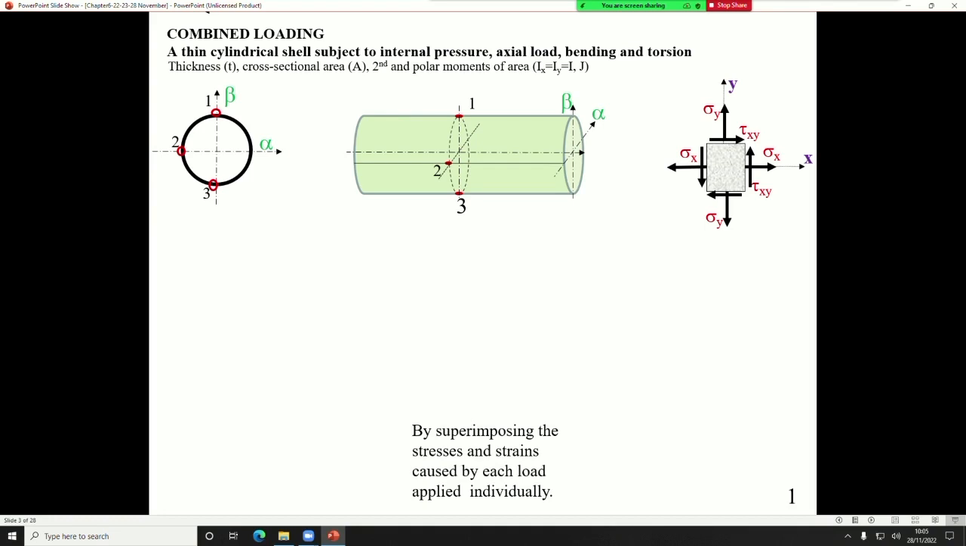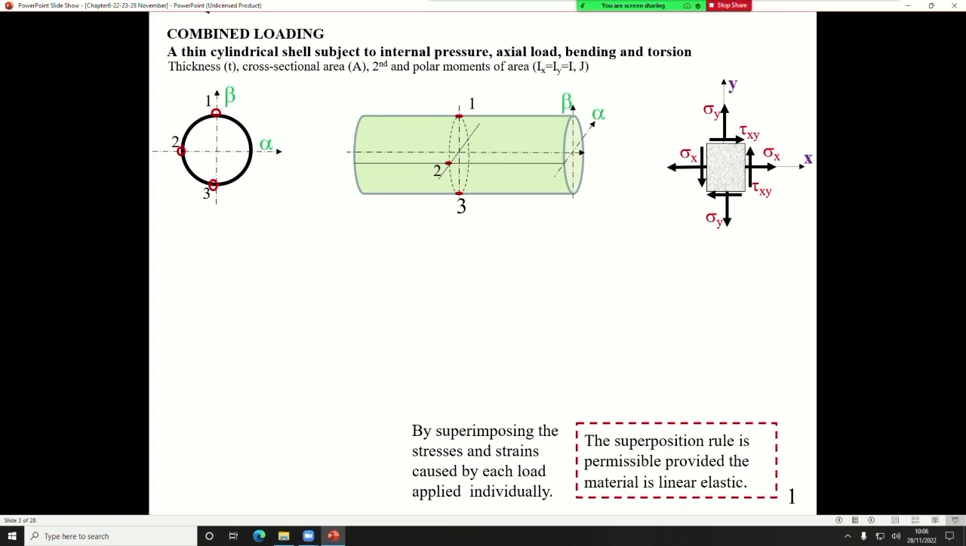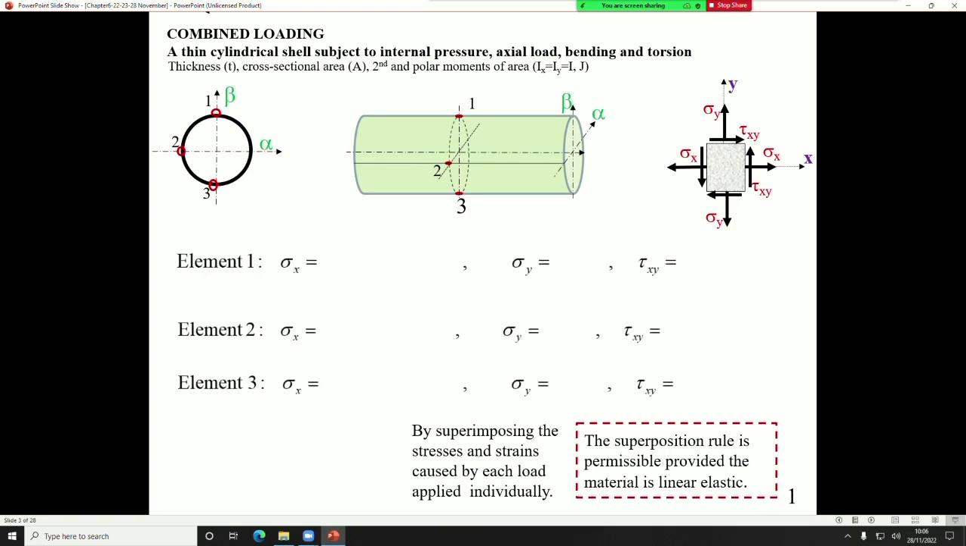Based on the superposition rule, we apply each of those loads individually. We find the stresses and the strains for each load applied, and then we superimpose the stress components for a combination of loads. As I said, I repeat, this is provided the material has linear elastic behavior. So we are after these three stress components at these three points.